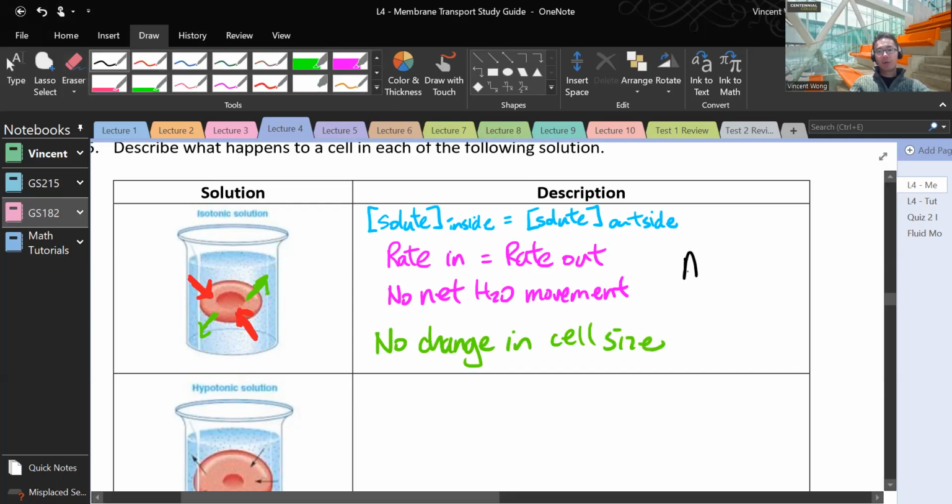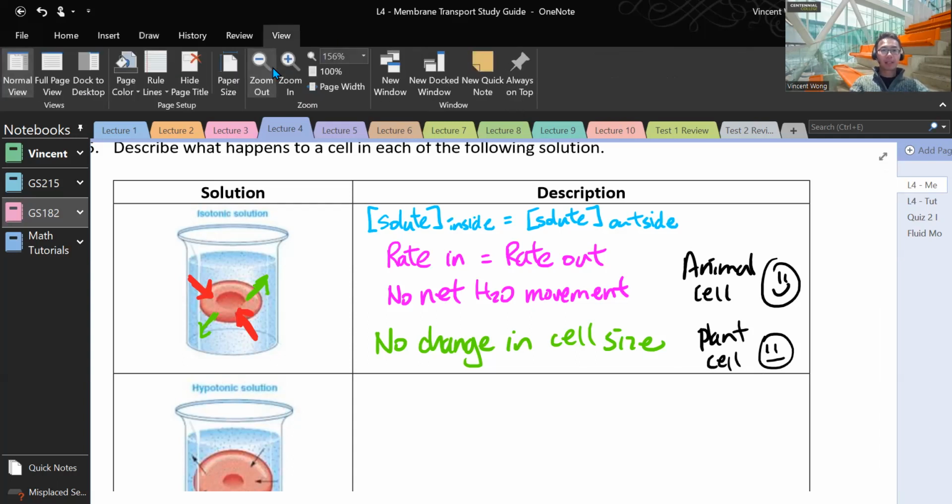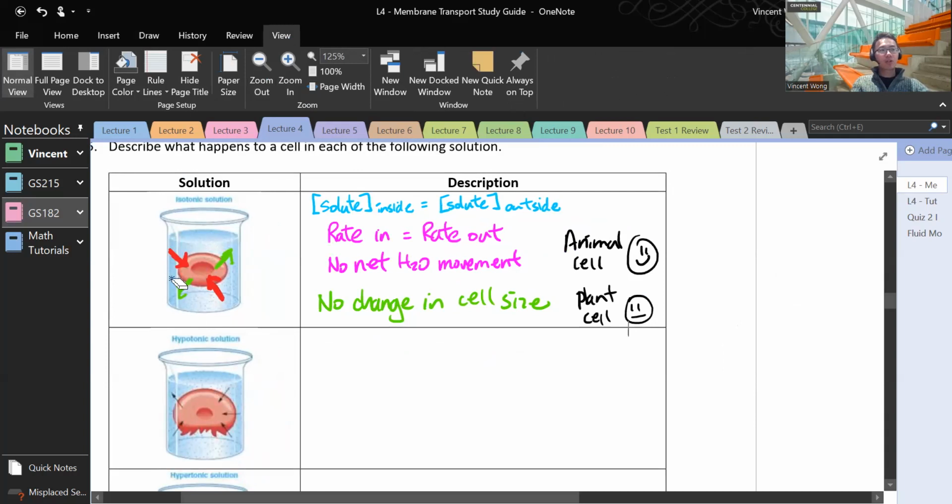If you are an animal cell, this is the best. They're happy in the isotonic environment. If it is a plant cell, they're okay. They are not very happy, but they're okay. They're not sad or anything. They will survive in the isotonic environment, but this is not the best environment for them. So to visualize this, you can think of having a bucket, and here's your bucket, and you're gonna have a tap here.